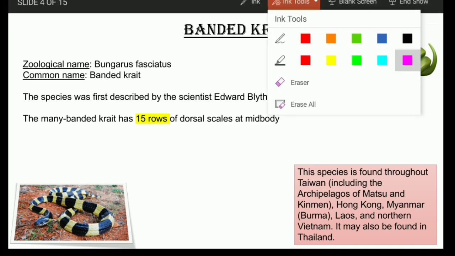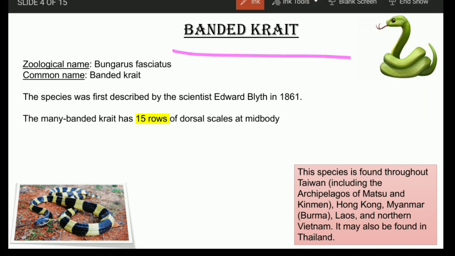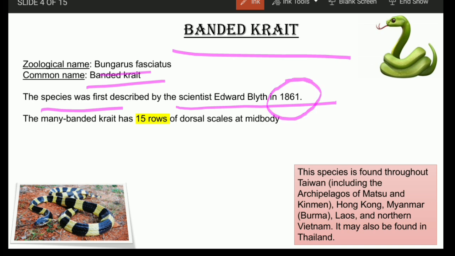Now, next thing that we will be talking about is the banded krait. Banded krait is also one of the most poisonous snakes known so far. Its zoological name is Bungarus fasciatus and commonly it is known as banded krait. It was first described by scientist Edward Blyth in 1861. This year might not be very useful for you. Then the banded krait has 15 rows of dorsal scales at its mid-body. These are the dorsal scales that are present in the mid-body.